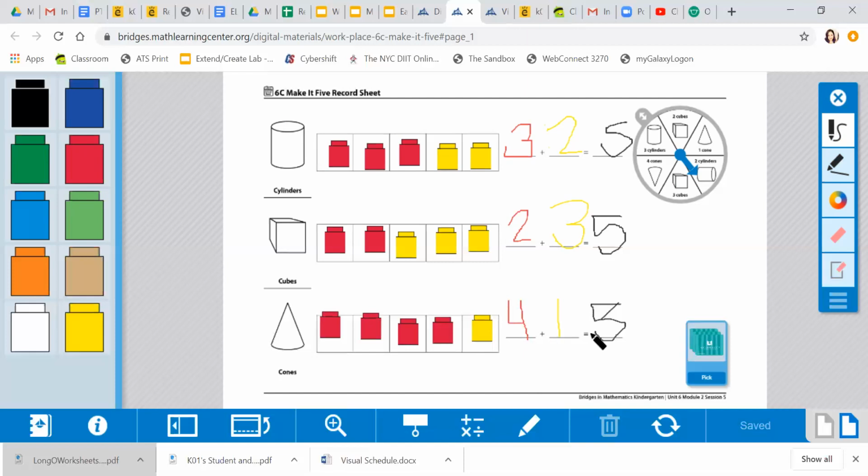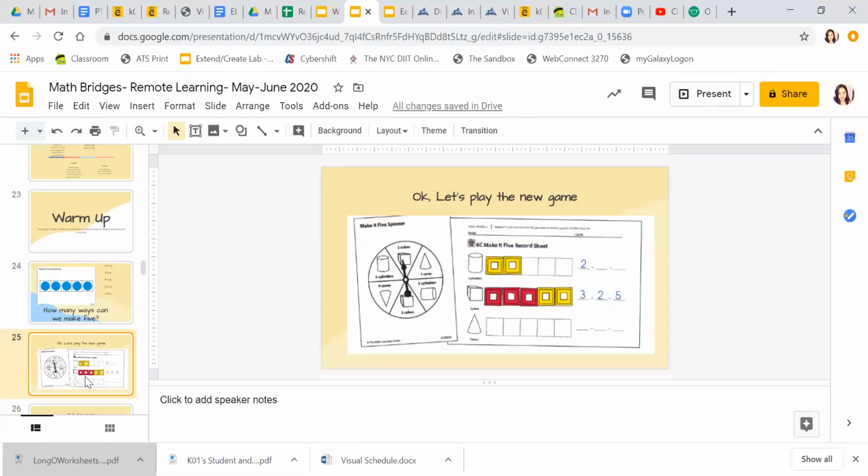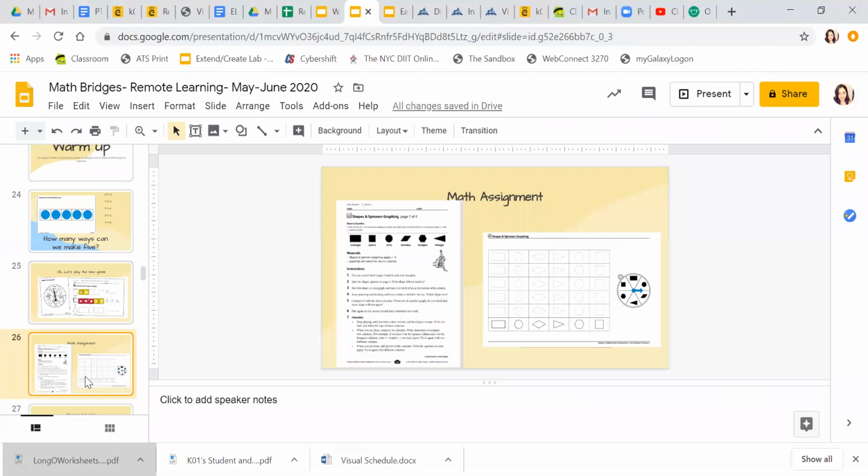All right, friends, so that's just a new game that we played today. I'm going to come back over here, and I'm going to show you what your assignment is going to be, and I hope that this isn't hard for you. It's just getting you used to fluency and counting and shapes, okay? So here's your math assignment.